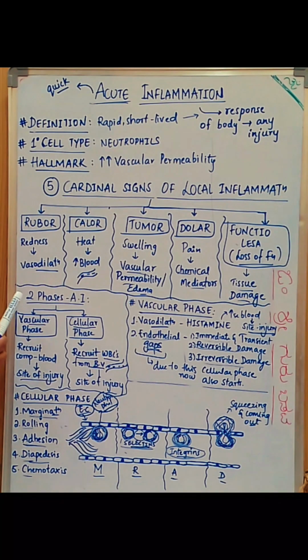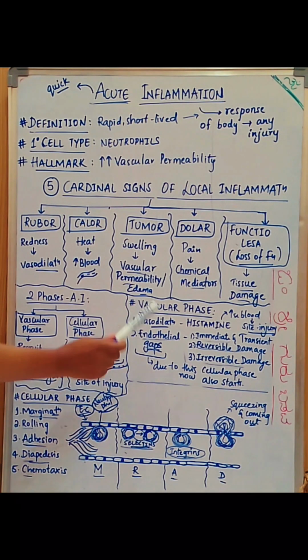Now we will move on to the 2 phases of acute inflammation. They are the vascular phase and the cellular phase. The vascular phase recruits the components of the blood to the site of the injury, whereas the cellular phase recruits the WBCs from blood vessels to the site of injury.